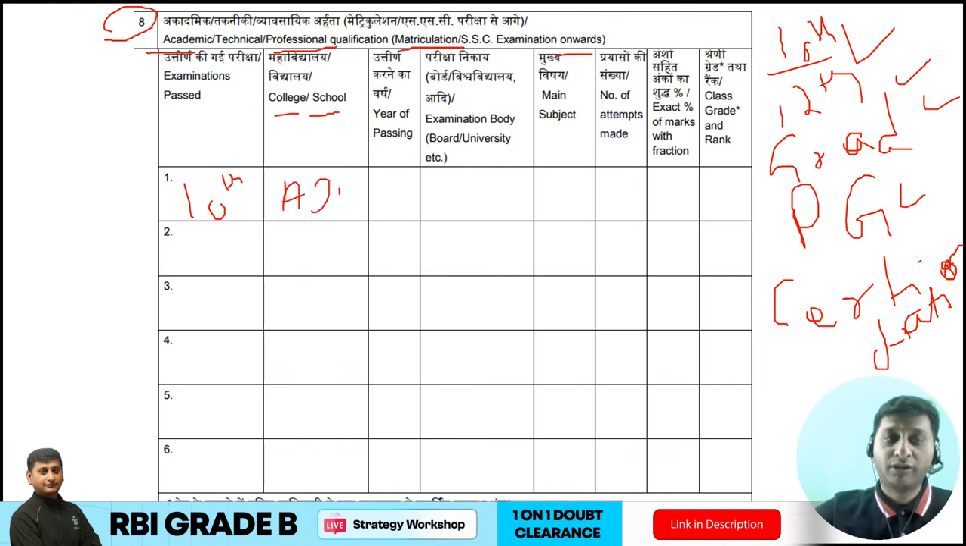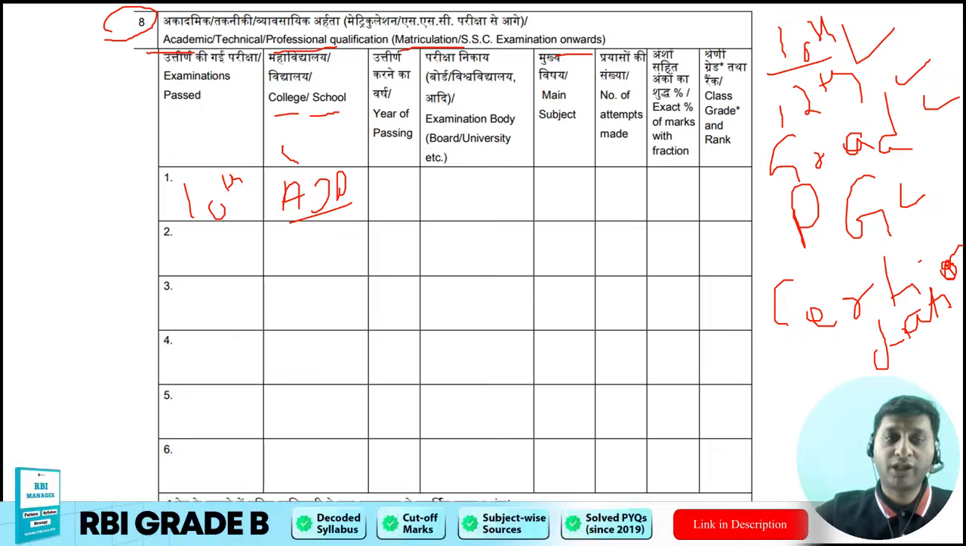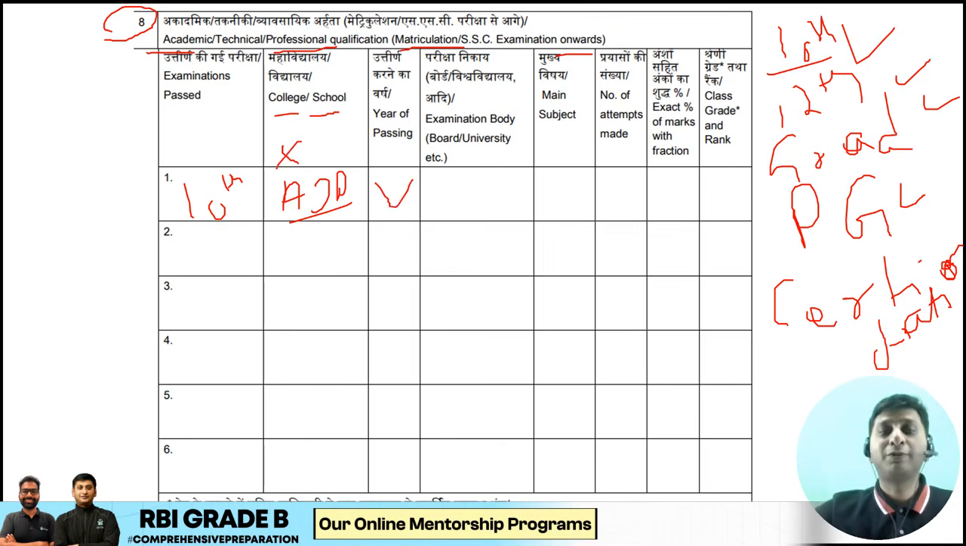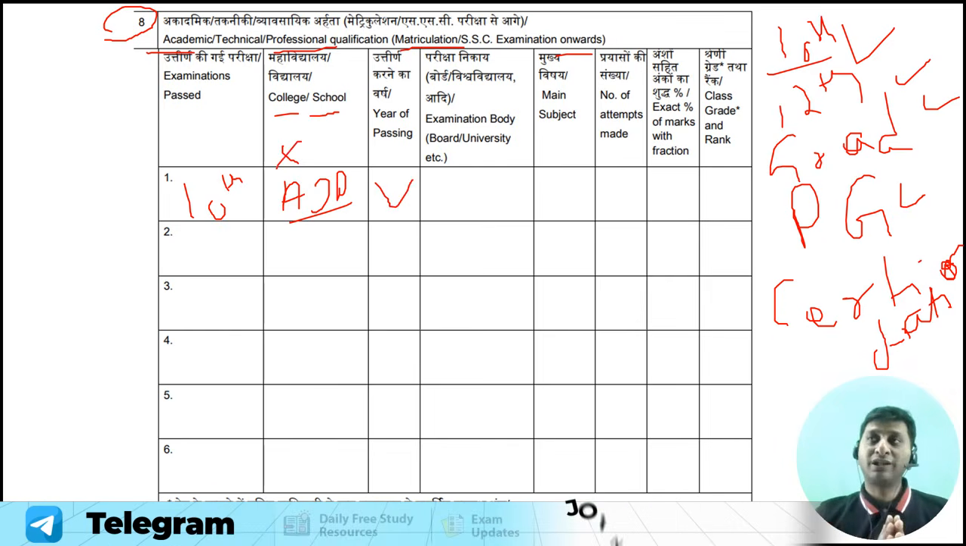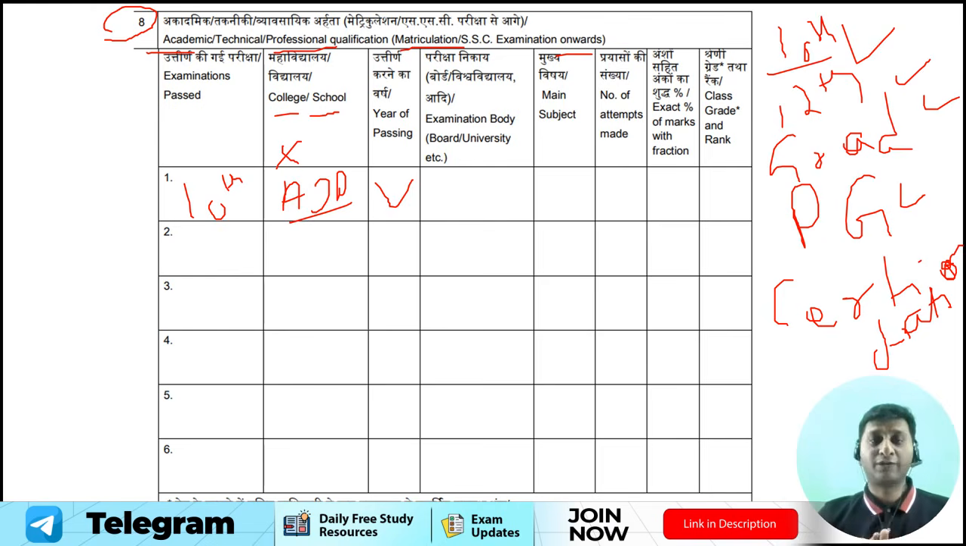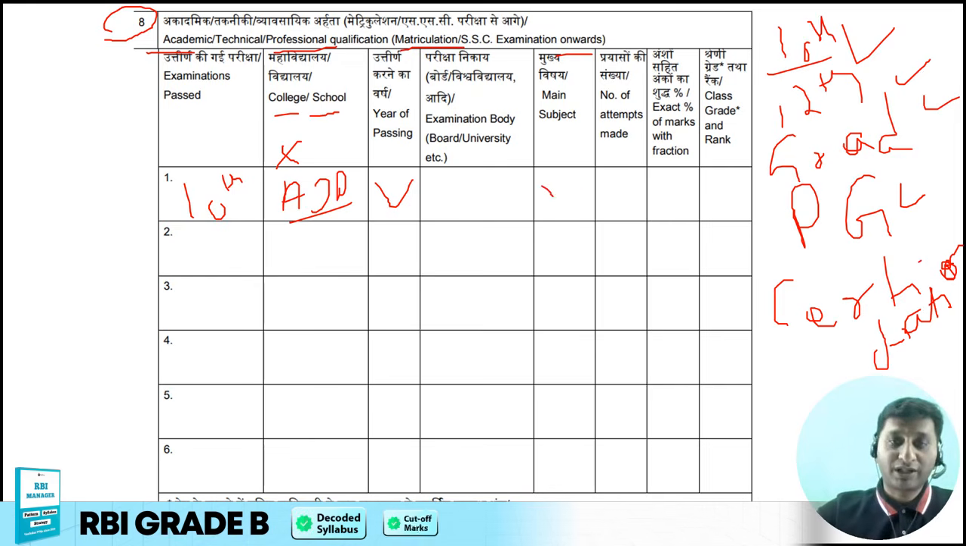No, you have to write the full name. Do not use the acronyms. Year of passing is when you passed out. Then examination body or board is your board in this case, say CBSE, ICSE or the state board, write the name of that state board. Then your main subjects would be the subjects that you would have studied, right?